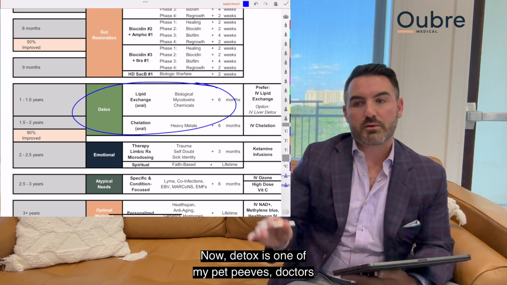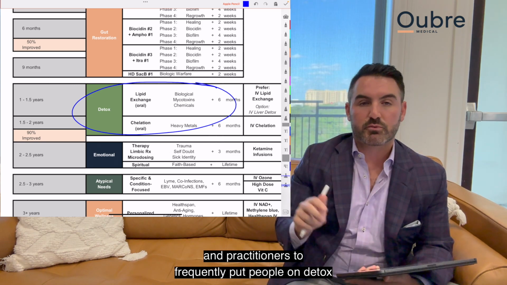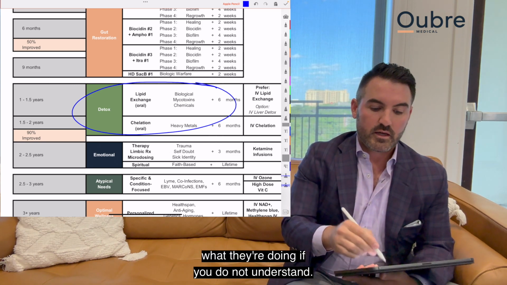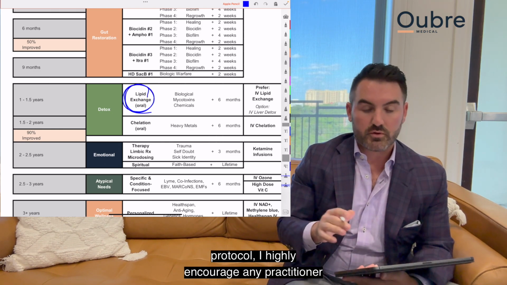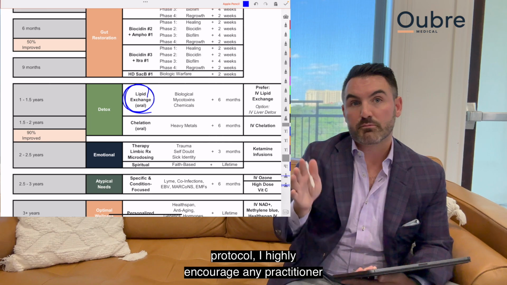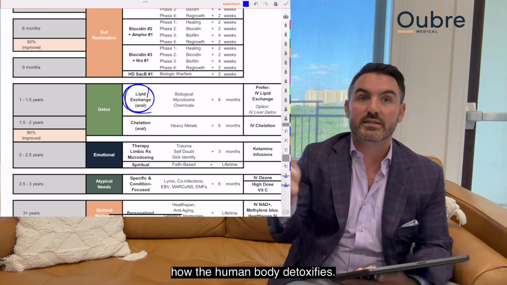Now, detox is one of my pet peeves. Doctors and practitioners too frequently put people on detox protocols and really don't know what they're doing. If you do not understand the lipid exchange protocol, I highly encourage any practitioner, any patient to look up the lipid exchange protocol on how the human body detoxifies.